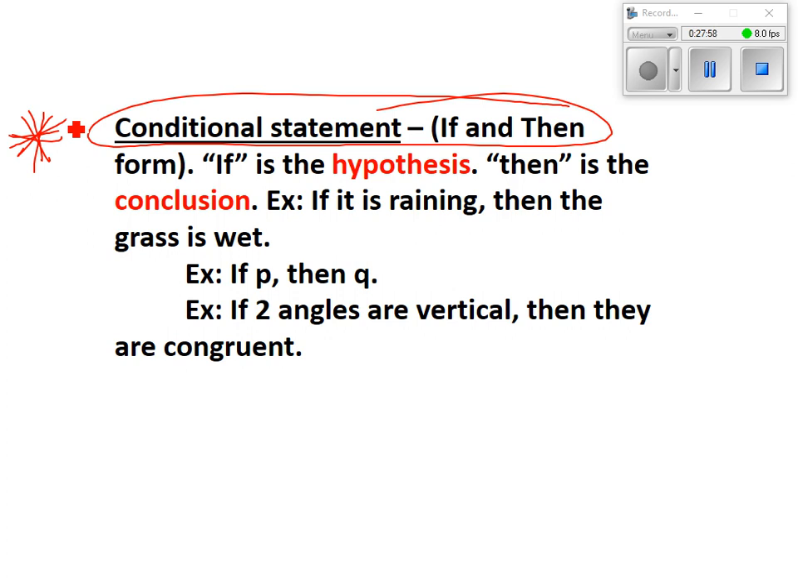The if part of a conditional statement, the part that comes after the if, not the if itself, but the part that comes after it, is called the hypothesis. You got to know that. So the part that's after the if is called the hypothesis. The part that's after the then is called the conclusion. So hypothesis and conclusion.